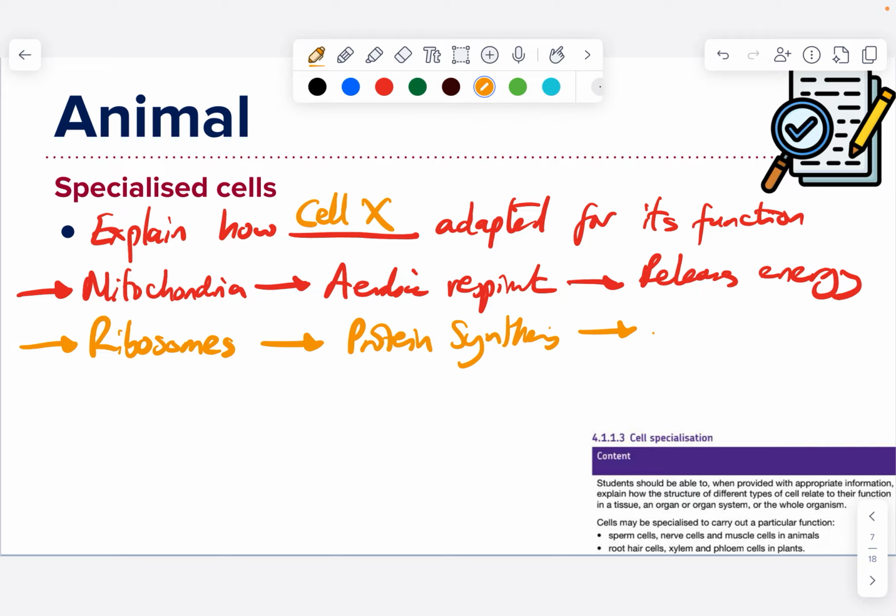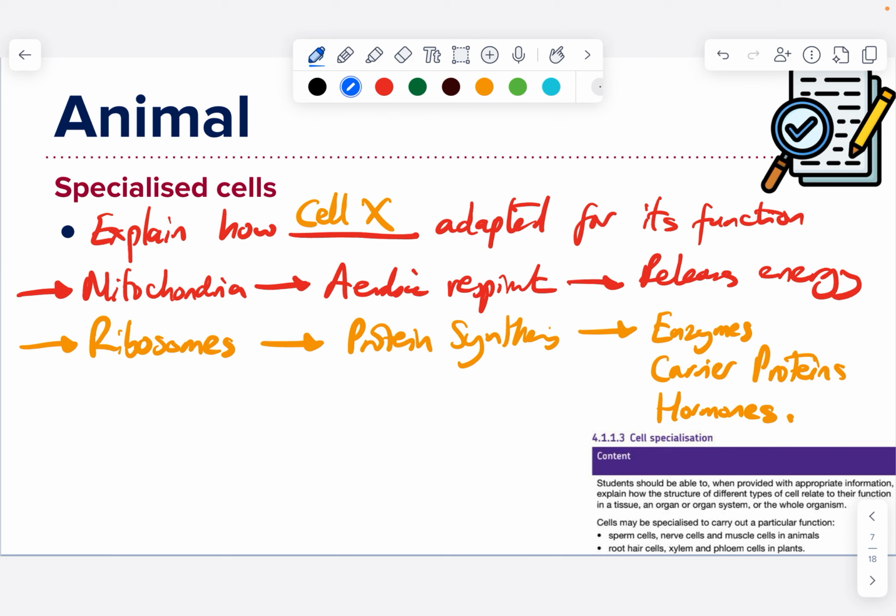So for example, it could be a cell involved in digestion, where you'd be talking about enzymes. It could be a cell that's involved in transport, and that could be carrier proteins. It could be a cell that's involved in the endocrine system, and that would be hormones. So just being aware of that.